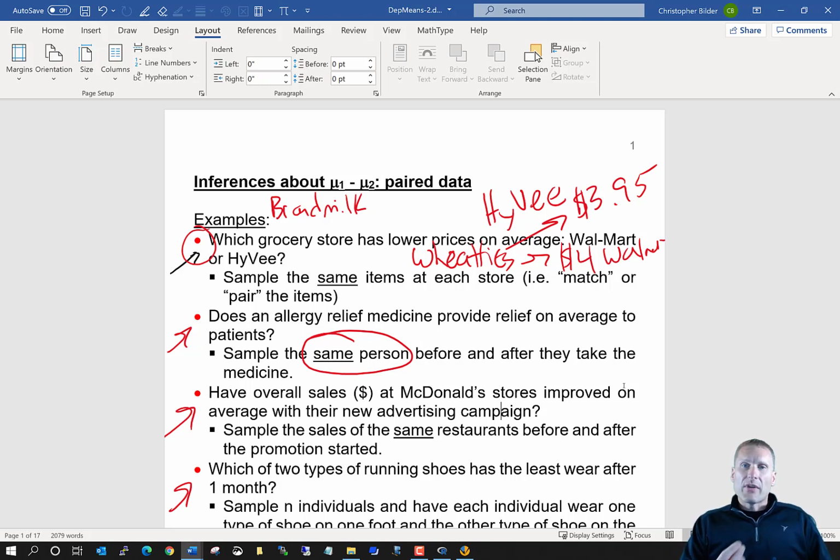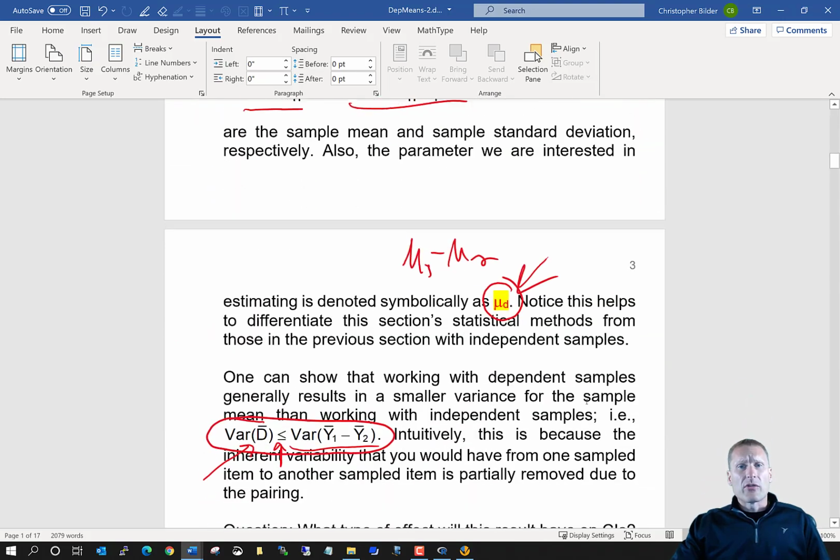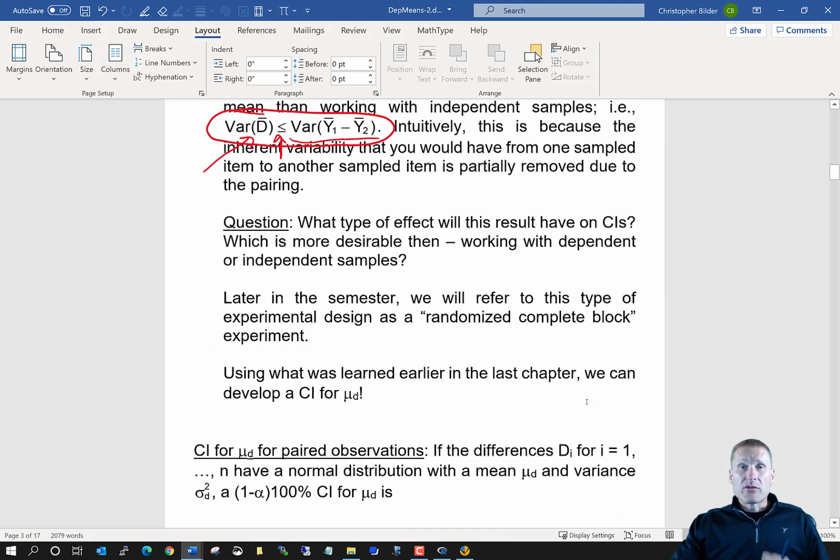Because now with those item pairs, when I'm comparing 4 to 3.95, you can see that these items are going to be essentially close to the same price. And so because of that, you're going to be reducing the amount of variability that you're going to be dealing with. That's why working with a set of dependent samples, or sometimes people refer to this as paired data, is a much better way to do an experiment.